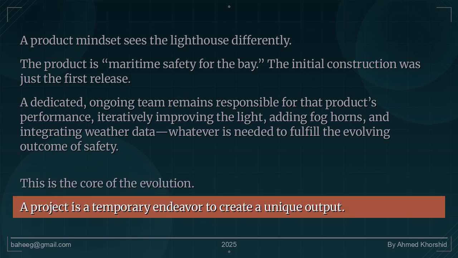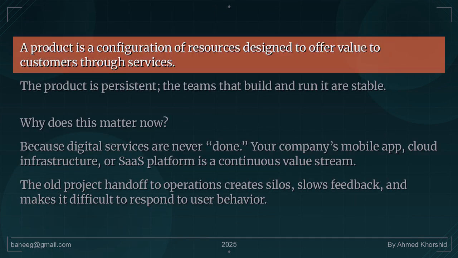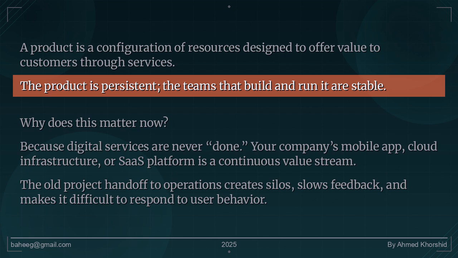A project is a temporary endeavor to create a unique output. A product is a configuration of resources designed to offer value to customers through services. The product is persistent, the teams that build and run it are stable.